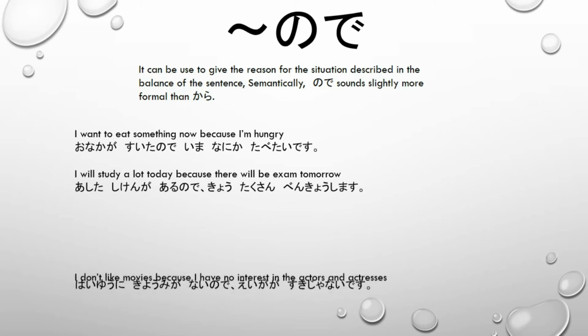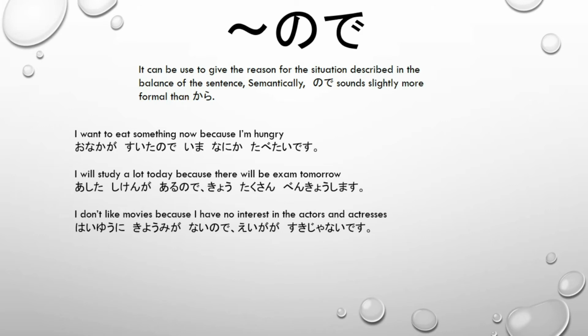The next naman natin, I don't like movies because I have no interest in the actors and actresses. So, haiyuu ni kyoumi ga nai node, eiga ga suki janai desu. So, ano po yung gamit ni node, ha? Kailangan natin tandaan yung mga conjugations natin, kung ano yung dapat ang conjugation niya para hindi tayo magkamali when it comes to constructing a sentence po natin.